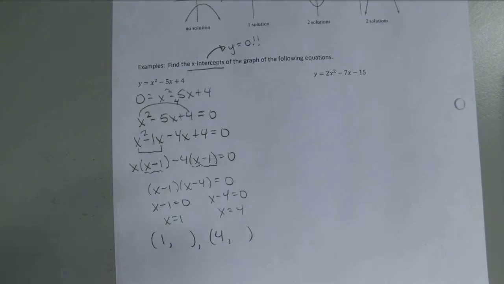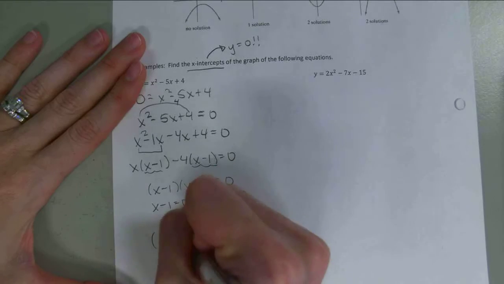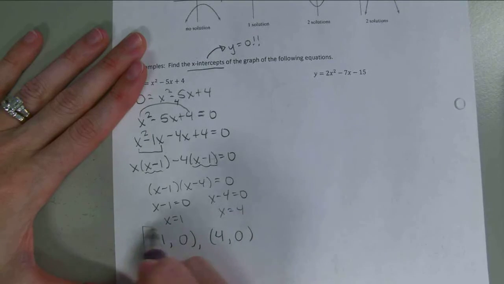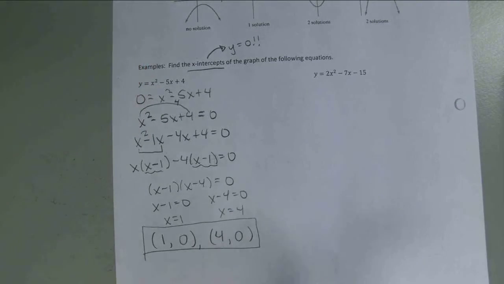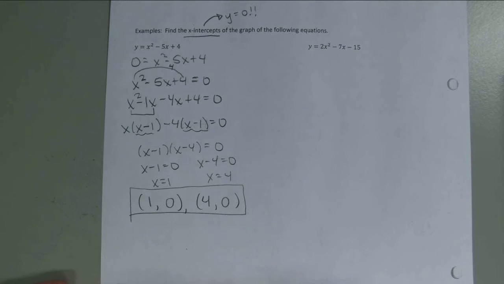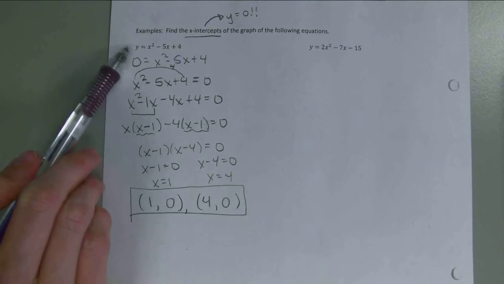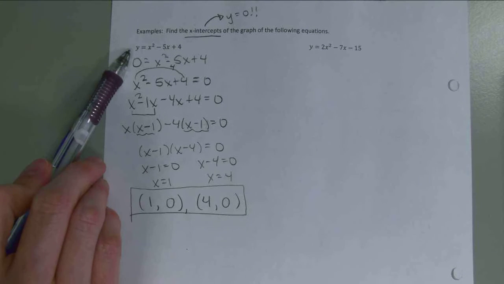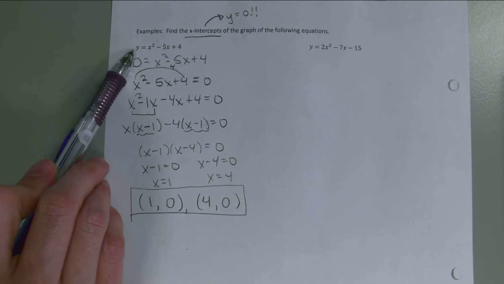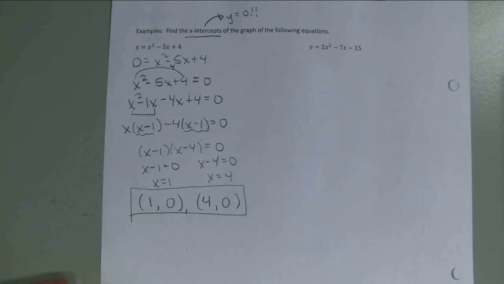But what was the y value that we plugged in from the very beginning so that we could factor? 0. So what does that mean? It means if we were to plot that parabola, and I'll show you on our calculator here in a second, if we graph x squared minus 5x plus 4, we know for a fact that that parabola is crossing at 1, 0, and 4, 0. And I can show you that real quickly.